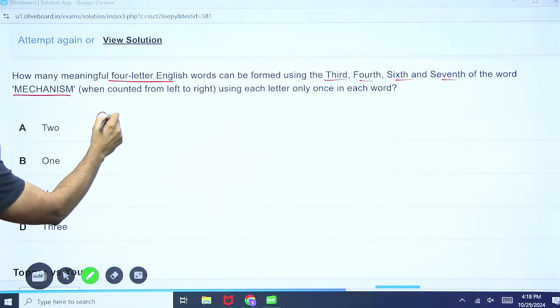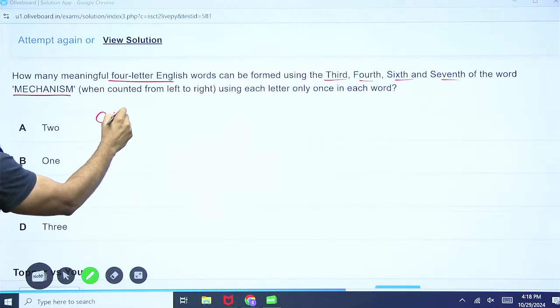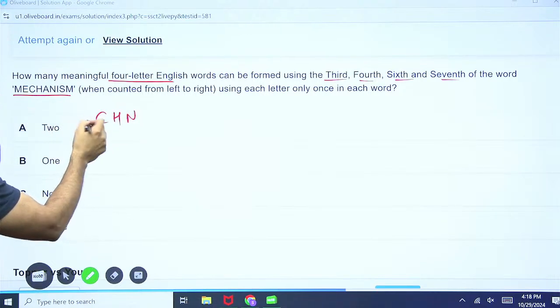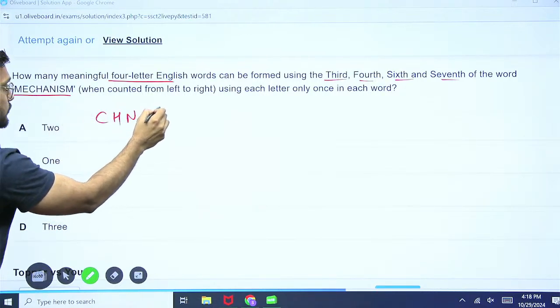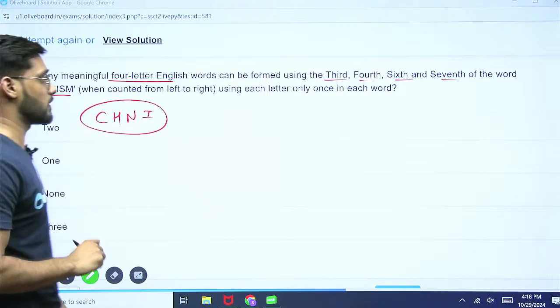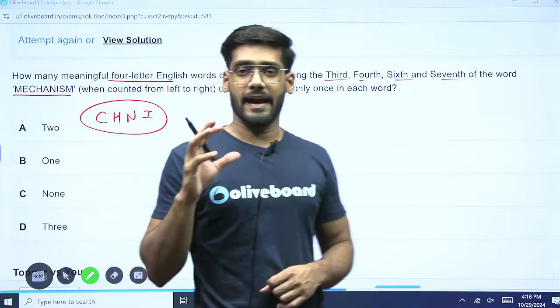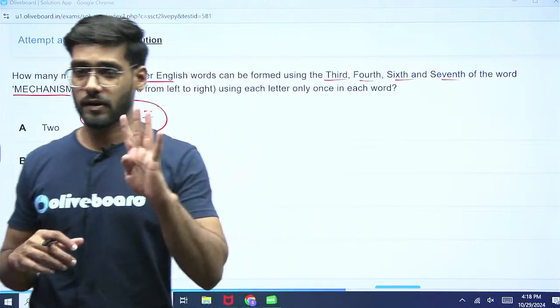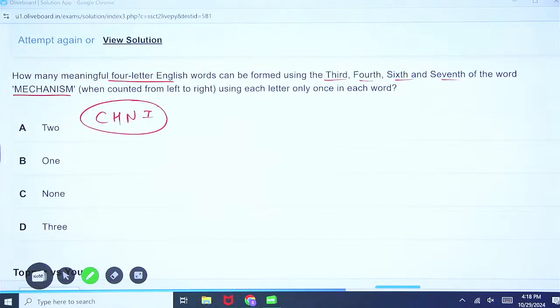Third is C, fourth is H, sixth is N, and seventh is I. We have to use these 4 letters and make a meaningful word, not 1 letter, not 2 letter, not 3 letter, a 4-letter meaningful word with the help of these letters, right?